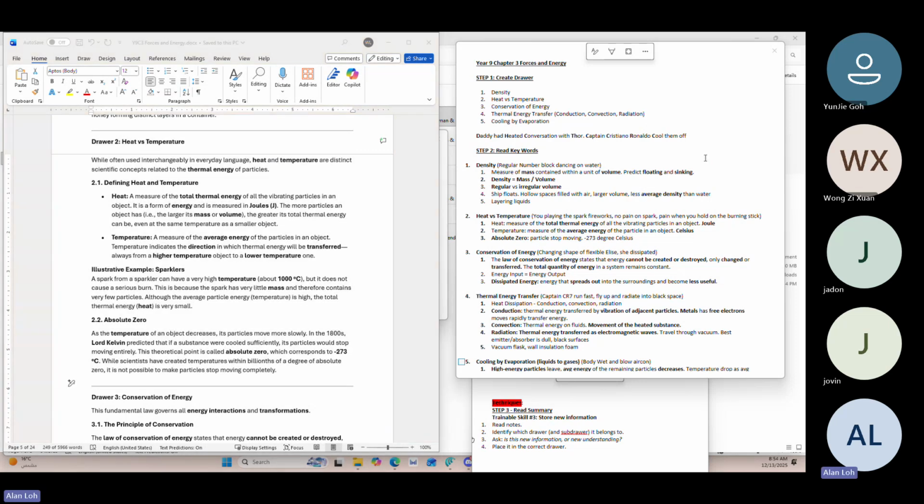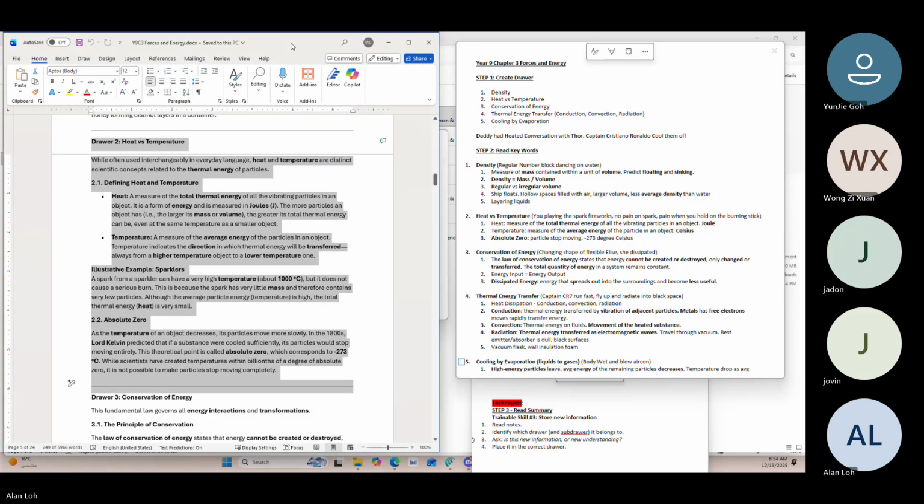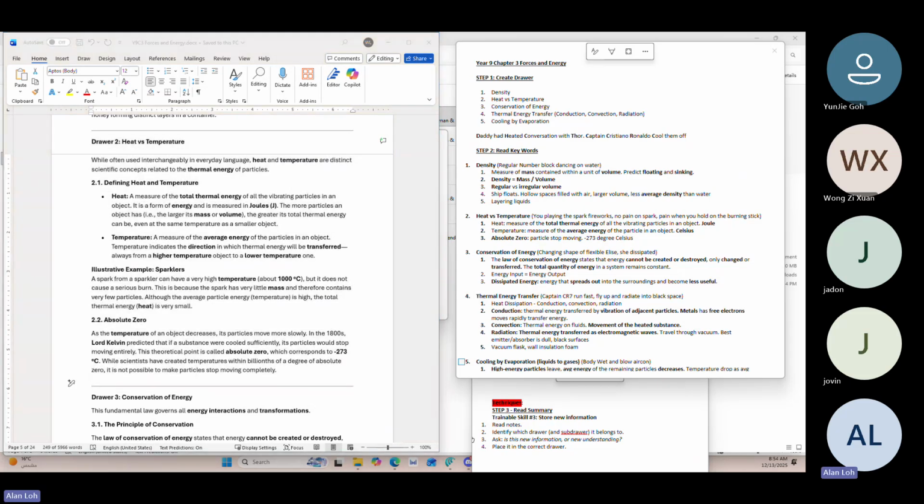Okay, let's start with Jaden. Jaden, which drawer is this? Tell me the drawer name. Jaden, your mic is off. So this is drawer two. Yeah, speak towards the laptop, please. Drawer two. Yes, what's the name? Heat versus temperature. Good. Right, heat versus temperature.